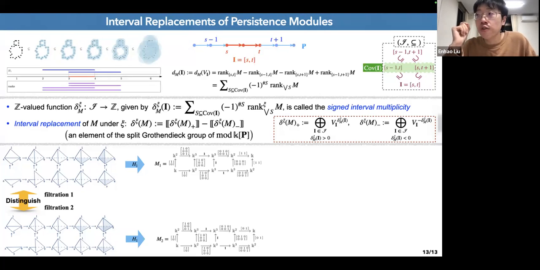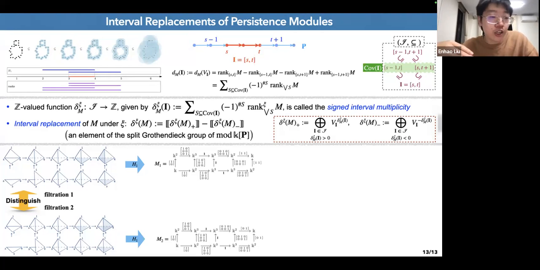So then, for example, if the persistent module, or the multiparameter persistent homology, is not interval decomposable, and it has no interval summand, then of course DMI is just zero. But delta MCI can be a non-zero value. For example, in that case, it's negative.